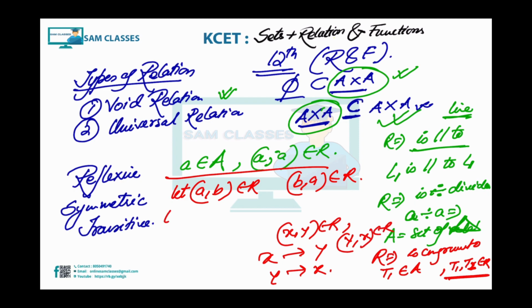What about transitive? Let's say A comma B belongs to a relation, and some other element B comma C also belongs to the relation. Now by following these two, if I can say A comma C also belongs to the relation, then we can say it is transitive.